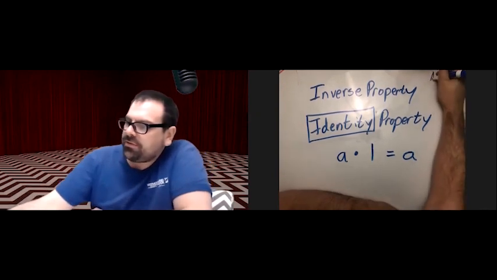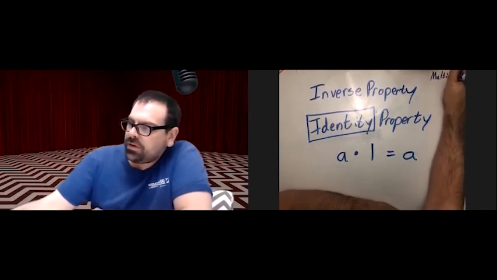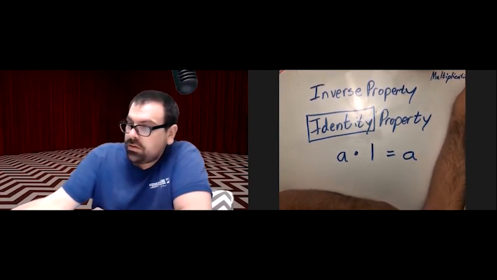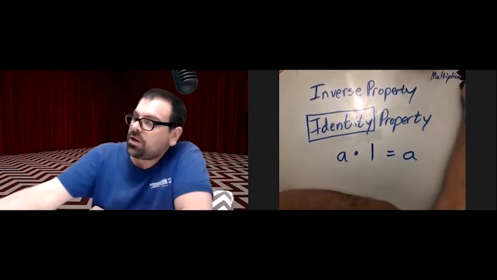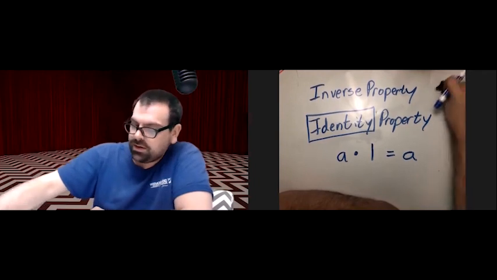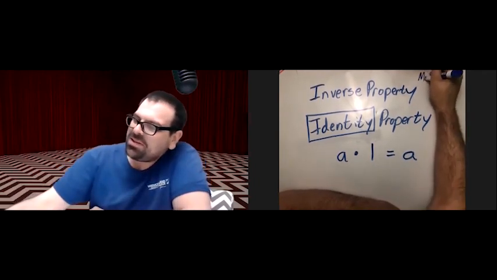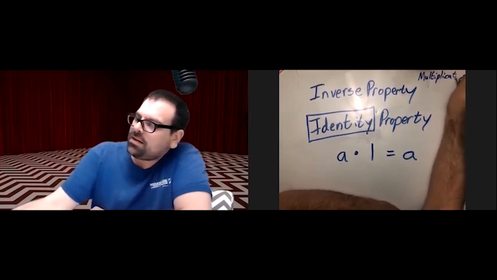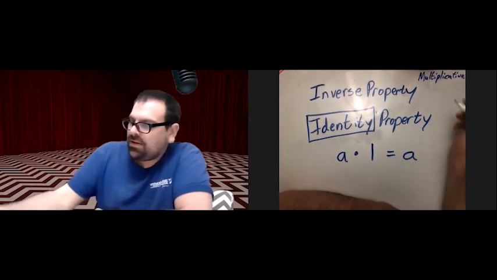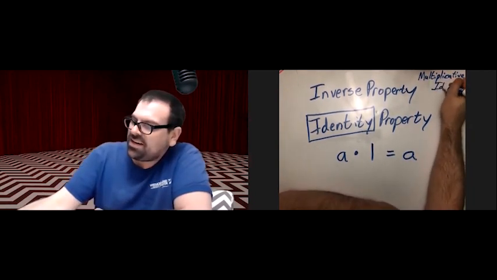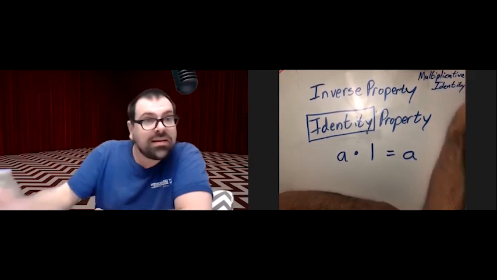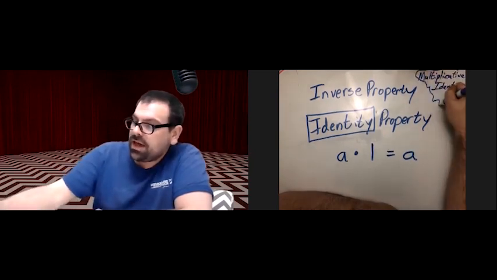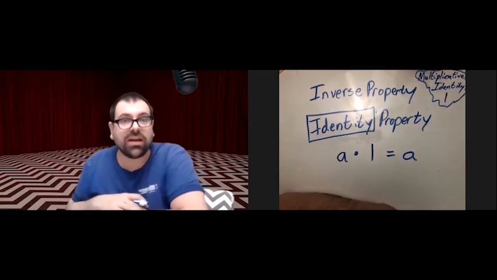The multiplicative, well, I should have known that was going to go off screen. Why would I write up there? The multiplicative identity is going to be 1. I'm going to keep that in a little cloud over here. Multiplicative identity is 1.